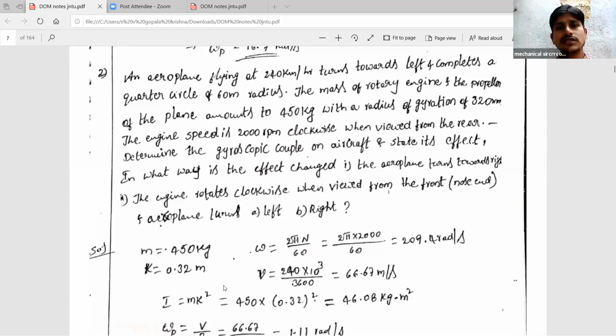So V is there and omega is there, and I means, what is the formula for I? That is mk square. M value is the mass already given, and radius of gyration is there: 450 into 0.32 whole square. When we make the calculation, we simply get 46.08 kg meter square.